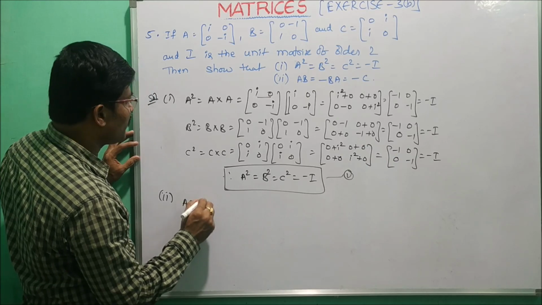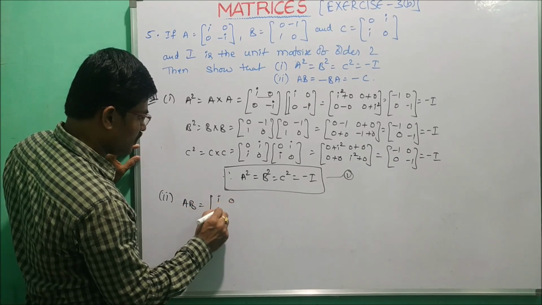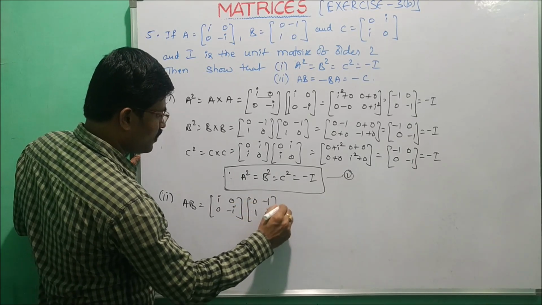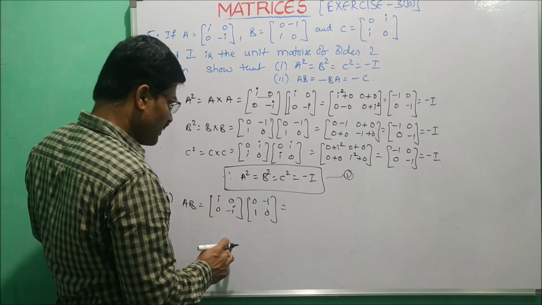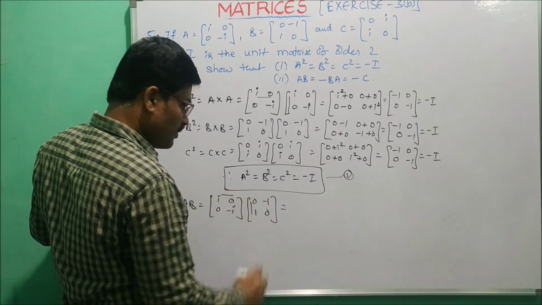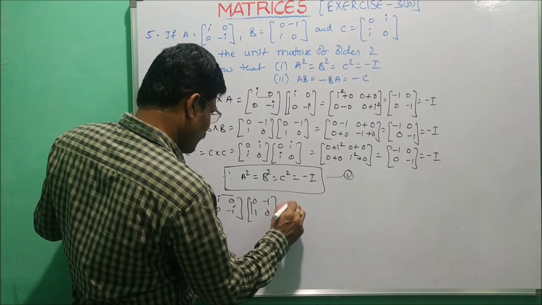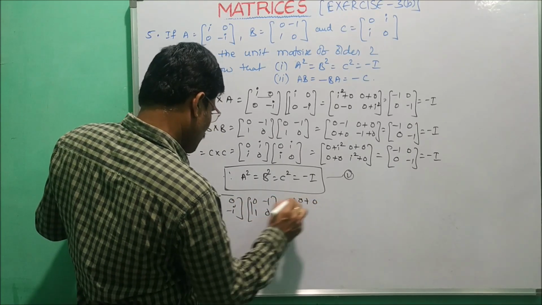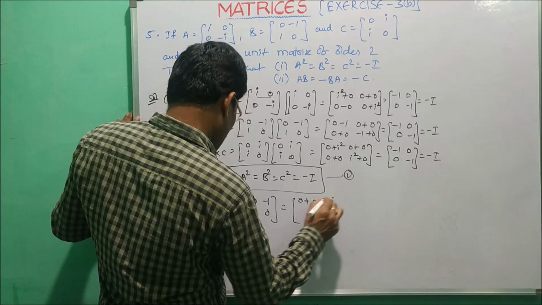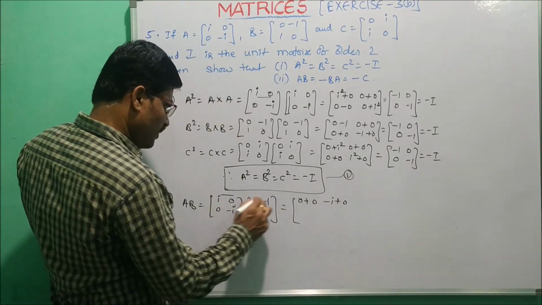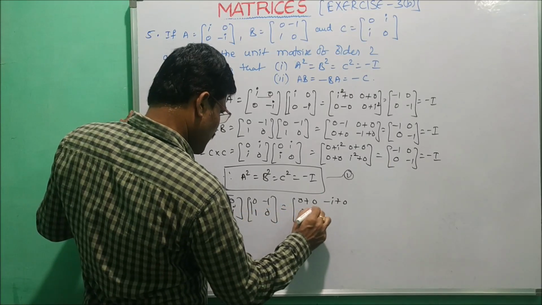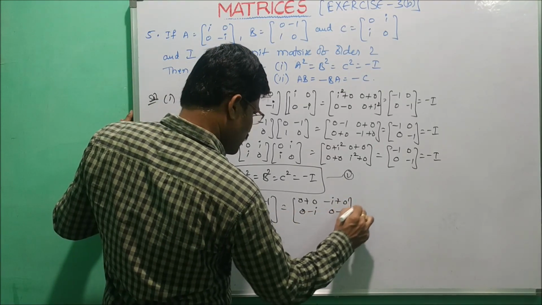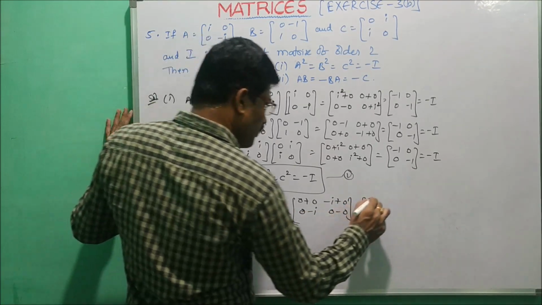Now we take the first matrix A, that is I 0, 0 minus I. Second matrix B, 0 minus 1, 1 0. Now multiply the first matrix with the second matrix. We take first row, first column: I into 0, 0, 0 into 1, 0. So I into minus 1, minus I, 0 into 0 plus 0. So 0 into 0, 0, minus I into 1, minus I. So 0 into minus 1, 0, minus I into 0, 0. Now it can be simplified: 0 plus 0, 0, minus I, 0.